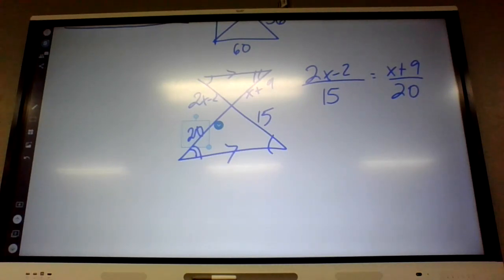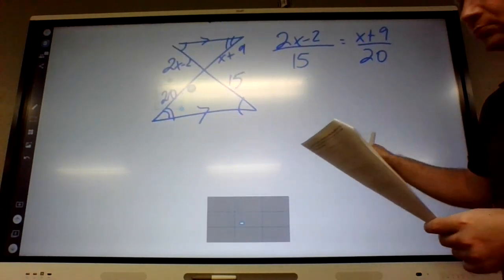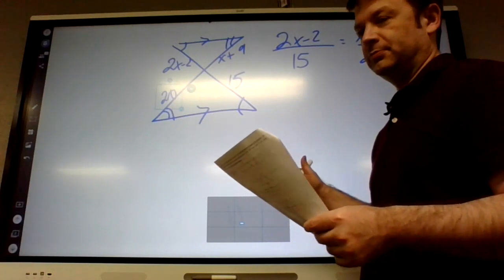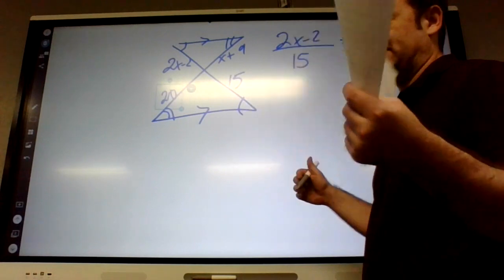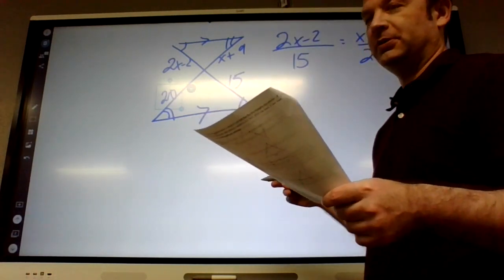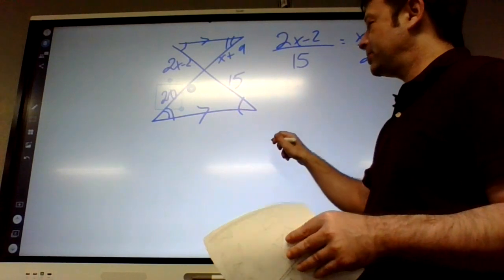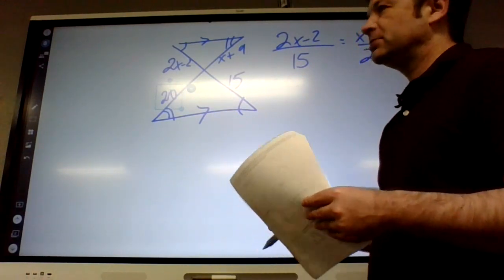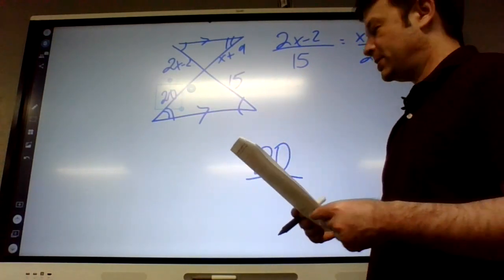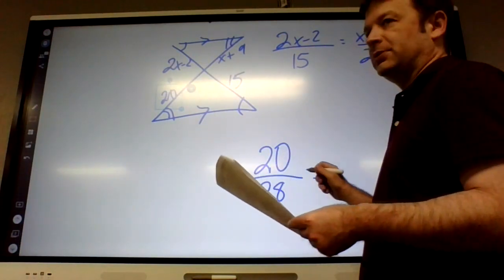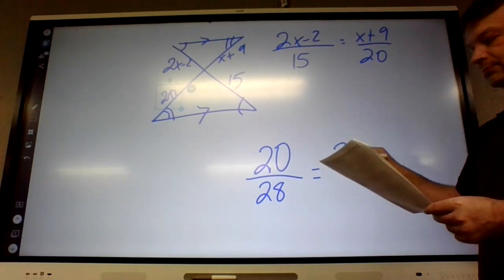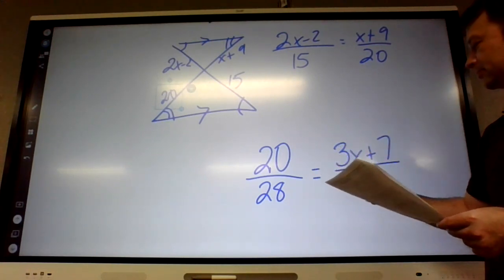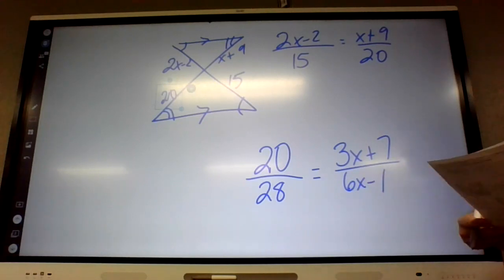Issa, this bottom right one that we haven't done yet, how could we set that one up? Just take a guess. It's not a trick question. 20 could go with what? 28 equals what? 3x plus 7 over 16. Cross multiply from there.